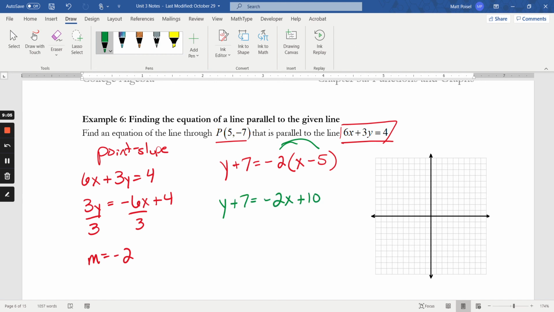And then let's see, y equals mx plus b, so then I'm going to subtract 7 from both sides and get y equals negative 2x plus 3. Now you do see that the slope is the same as over here, which just kind of reinforces that we are probably okay.